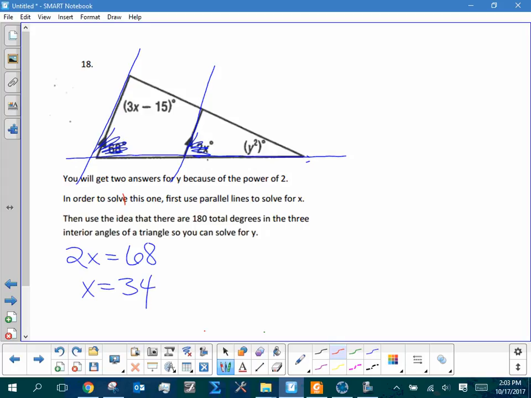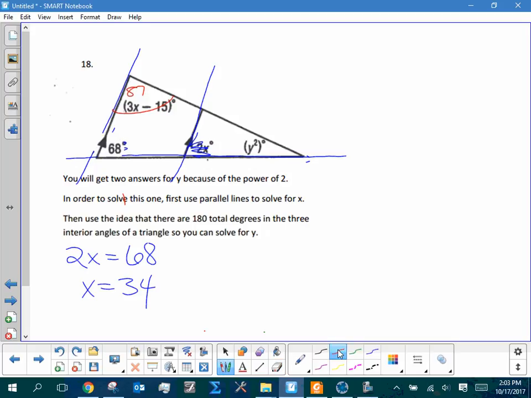Now if x is 34, I'm going to find what that measurement right there is. 3 times 34 is 102. Minus 15 is 87. How's that? So we got 87. I've got an angle here of 68. And I've also got this angle here of y squared, right?